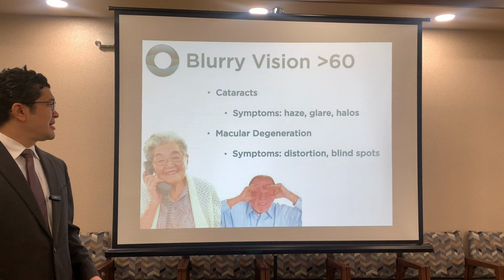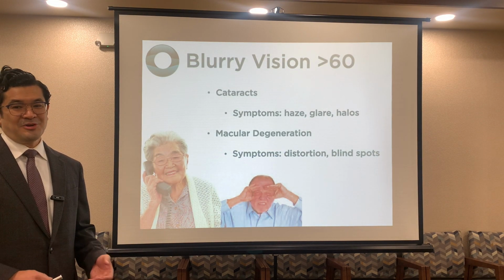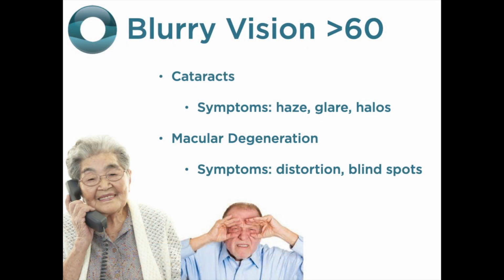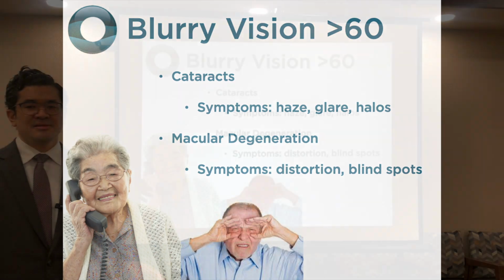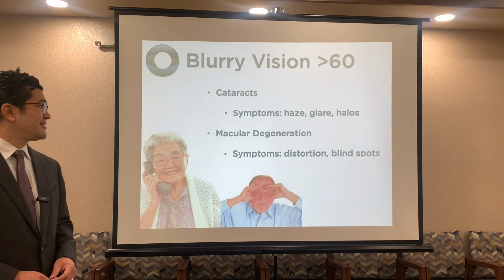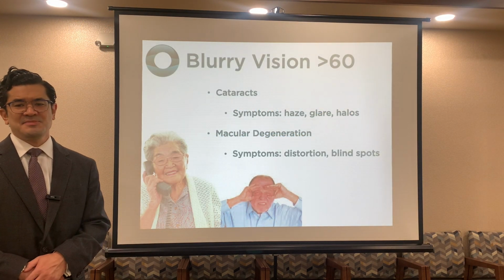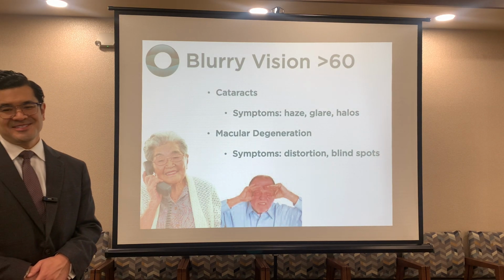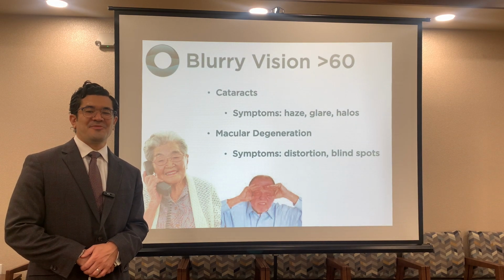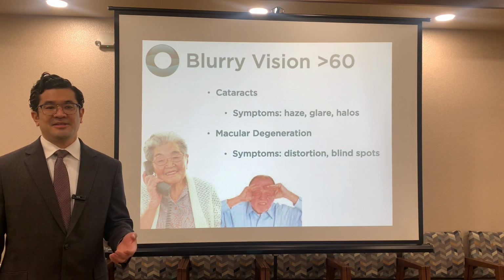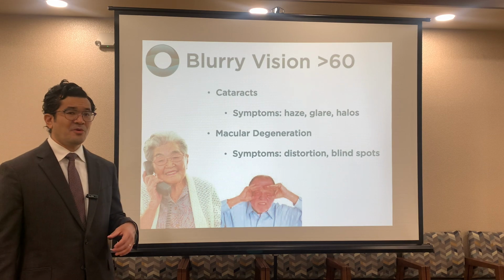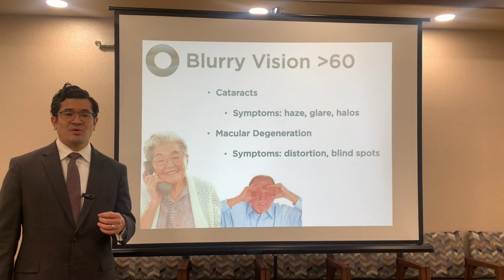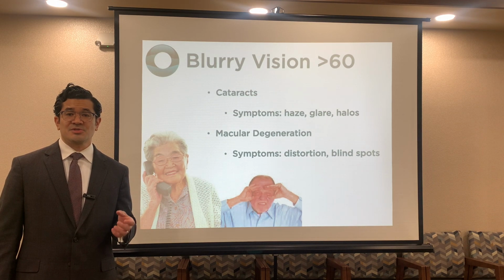So the next category is blurry vision for the patient 60 and over. And you can kind of split this into two categories. The first category, cataracts, and the symptoms for this are hazy vision, glare, halos. And the next category of patient is the macular degeneration patient, and these are going to have more central decline in vision, distortion, or even blind spots or scotomas.